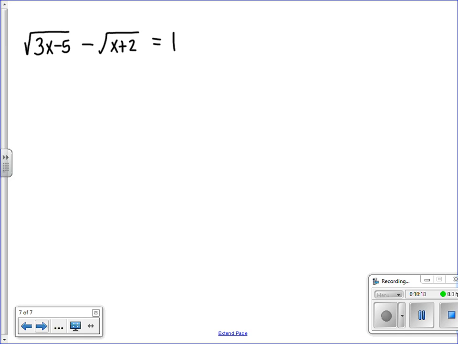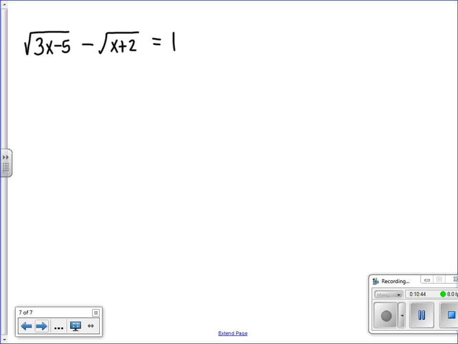Okay, so I've got two radicals, right? I still have to square it to get rid of the radical, but what's really important, what have I said 1,000 times? Before you can square it, you have to do what? Isolate. Isolate the radical. Well, I've got two here. I can't isolate two things.